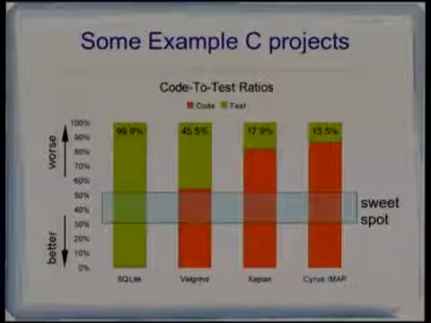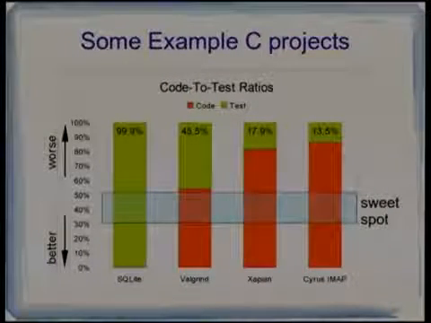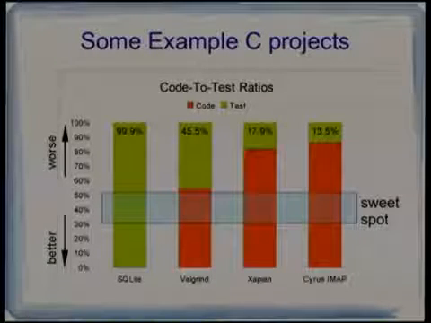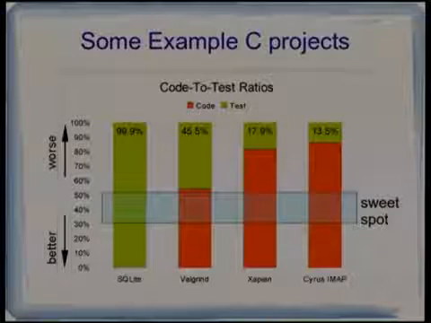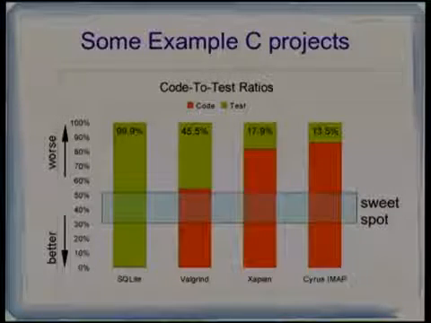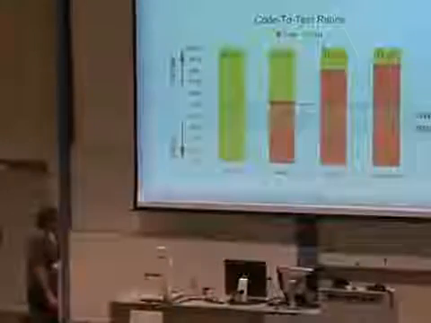1:0 is too little. So let's look at some actual live projects. Over here we have the SQLite people, who claim on their website to have 1,194 times as much test code as actual real source code. Wow.